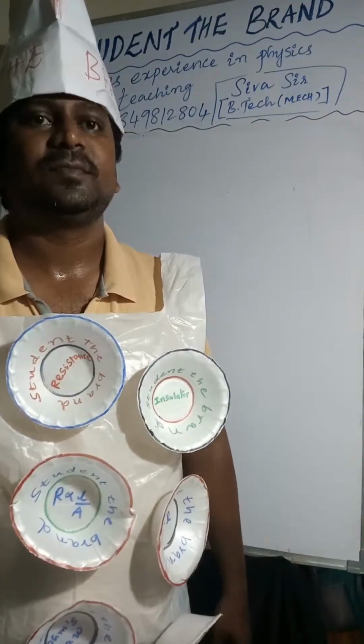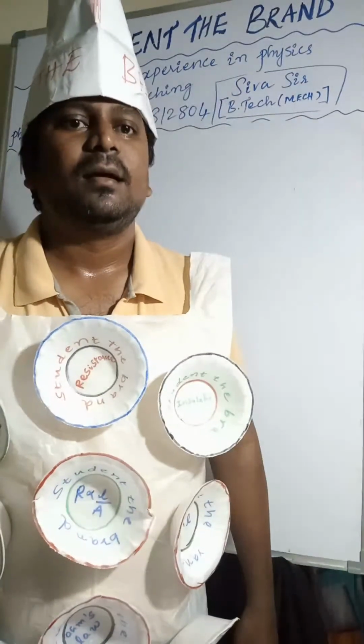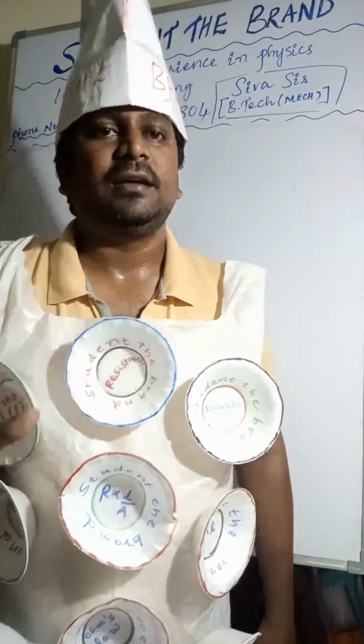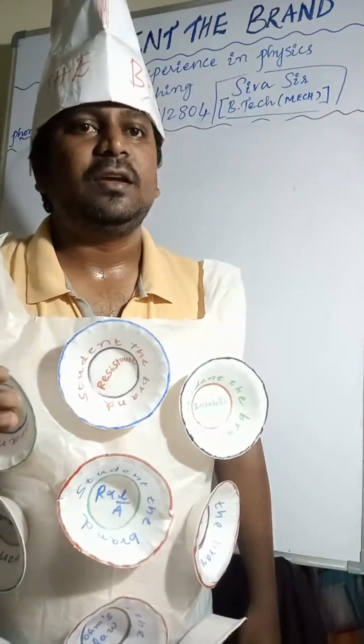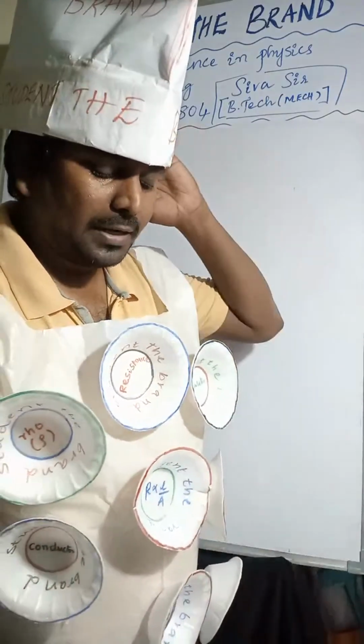We are discussing the electricity topic. In this topic, the rate of flow of charge. Electricity is nothing but the rate of flow of charge: I equal to Q by T. So we are discussing I equal to Q by T.